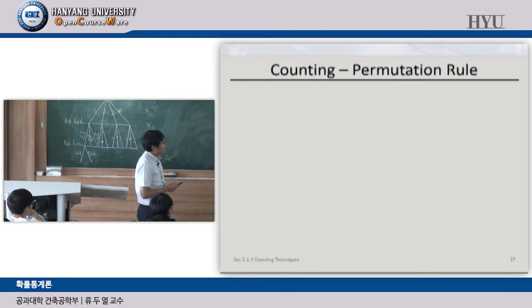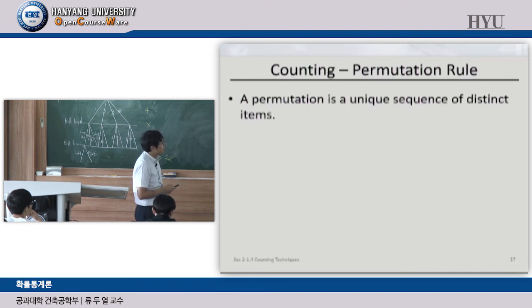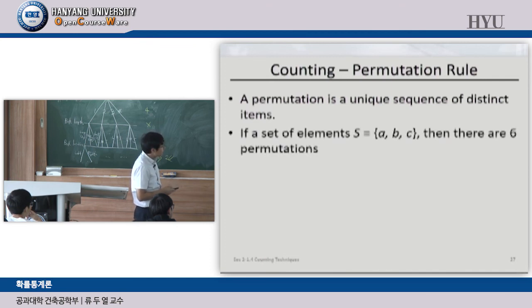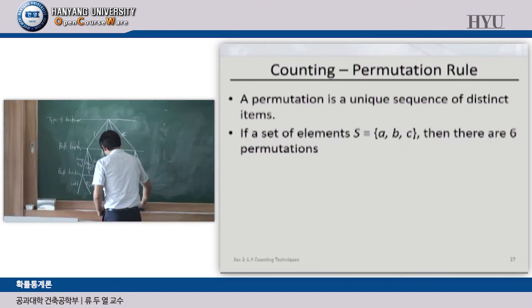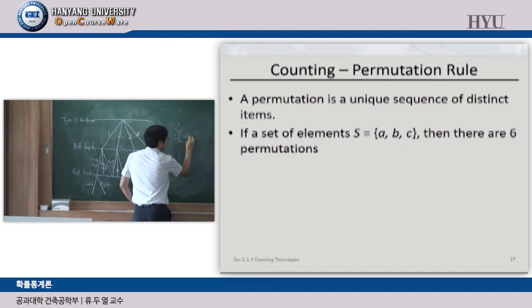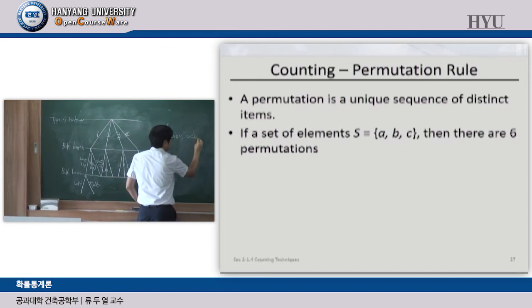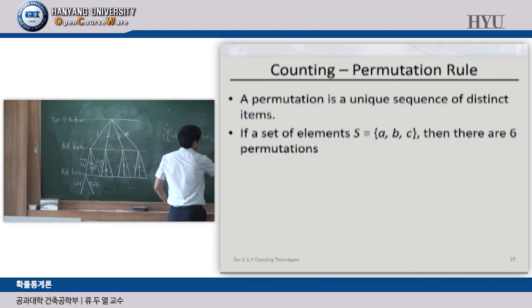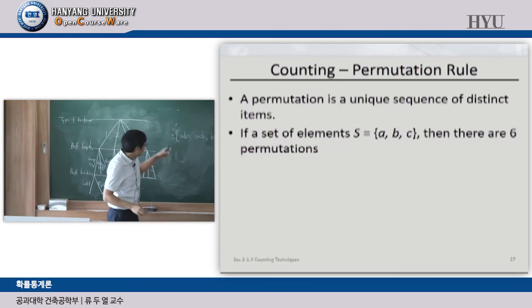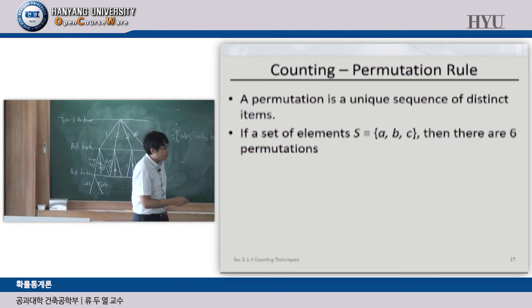Now we are going to discuss the permutation rule. A permutation is a unique sequence of distinct items. If a set of elements S includes A, B, C, then there are 6 permutations. Why? The permutations of the set S will be A, B, C, A, C, B, B, A, C, B, C, A, C, A, B, C, B, A. Right? So these are the permutations of the set S, including the items A, B, C.